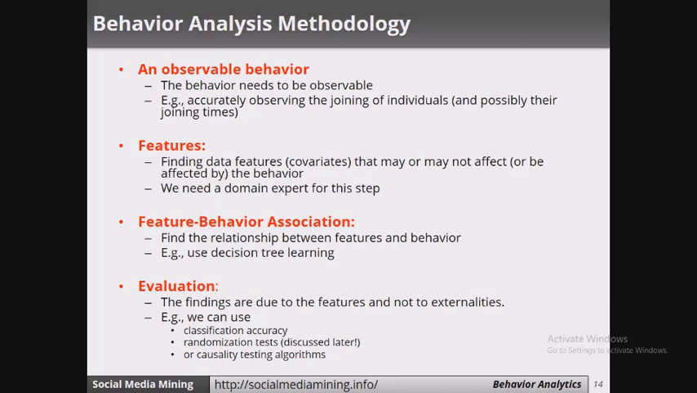Feature behavior association: find the relationship between the features and behavior. This we are doing using decision tree learning. Then evaluation, to find out whether the predictions that I have made are true or not. So we can use classification accuracy, randomization tests, and causality testing algorithms to do the evaluation.